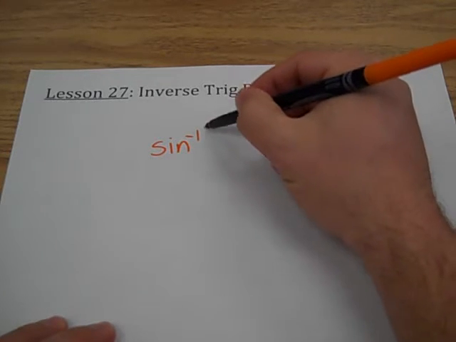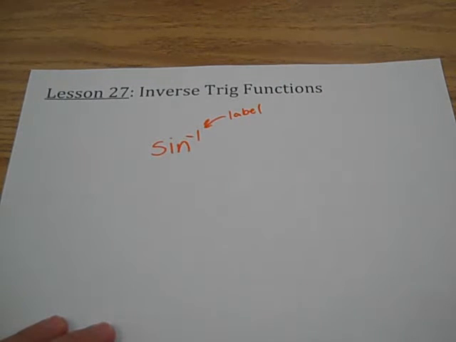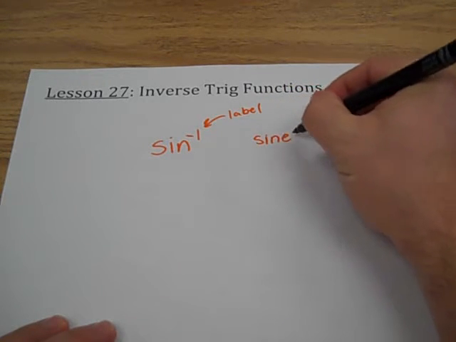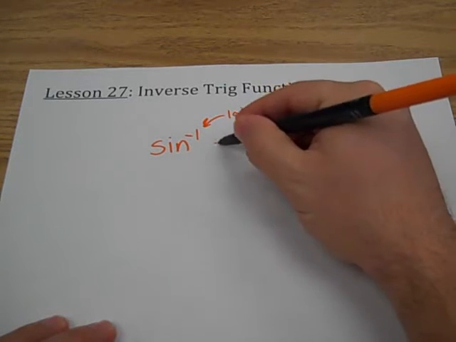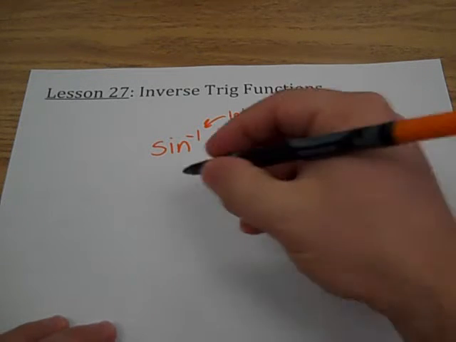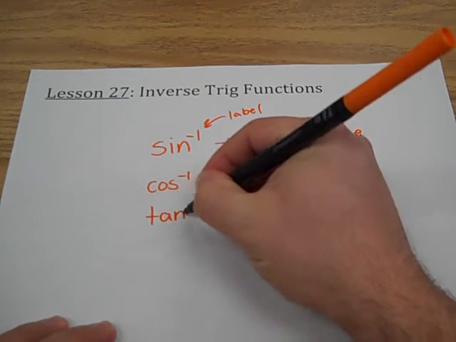This minus 1 is just a label. We're just using it as a label. It means something mathematically, but for us, we're using that as a label, and this reads sine inverse. So when I see that sine with the -1, that means sine inverse. We can do the same thing for cosine inverse and tangent inverse.